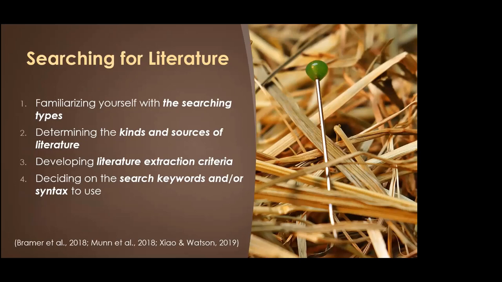I think there are very important things that you have to note. There are four things that you have to know in terms of searching for literature. You have to familiarize yourself with the types of searching, and I'm going to talk about the types. Second, you have to determine the kind of literature that you want to select and also the source of literature. The third one is you have to come up with a criteria or condition the literature has to meet before it is extracted to be part of the selection process or the analysis process.